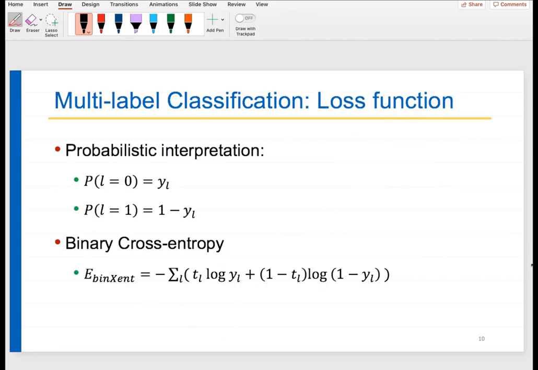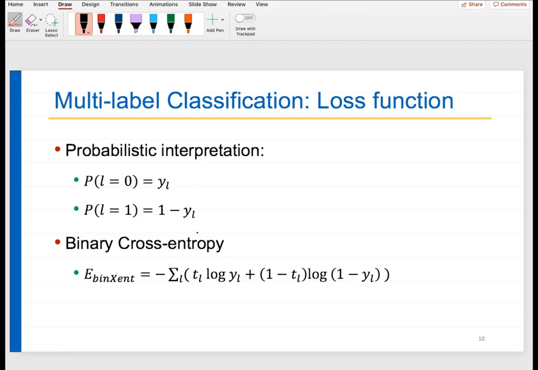So now how do I find out my loss function for multi-level classification? I again go back to probabilistic interpretation. What is the probability of my label being equal to 0? It is YL, because my YL is greater than 0 and less than 1, so I can use it as a measure of probability. We have used it in the past. Sigmoidal function has probabilistic interpretation. Then the probability of L equal to 1 is simply 1 minus YL, right?